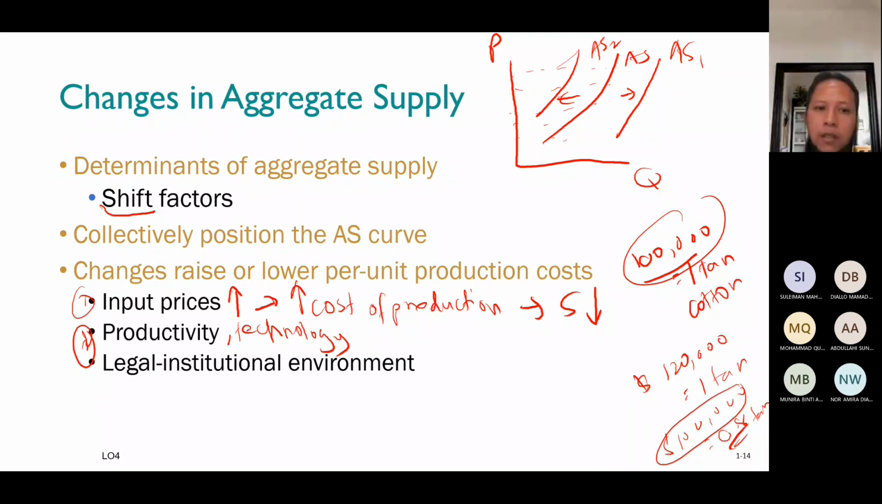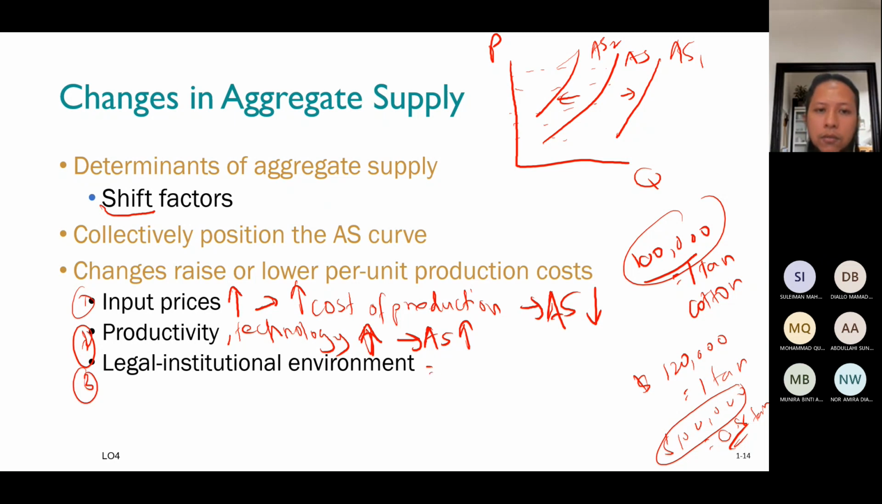price, input cost, and also increase the amount of goods that you are producing. So if the technology increases and productivity increases, this will increase the supply, right? So then supply will shift to the right. Sorry, not supply, aggregate supply. Okay, aggregate supply. And then thirdly is the legal and institutional environment.